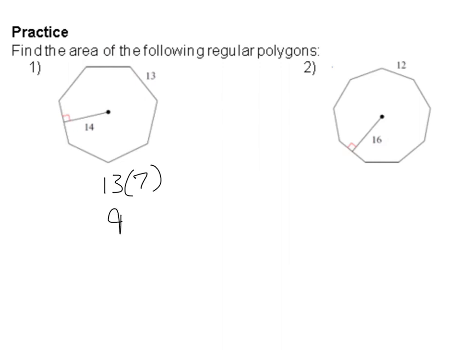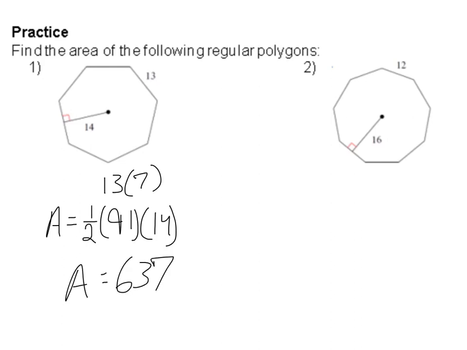My perimeter is 91. So then to find the area, I'm going to do 1/2 of that perimeter times the apothem, which I know is 14. So half of 14 is 7. So really, I'm just doing 7 times 91 here. And I get an area of 637. And they didn't give me units, so just units squared.